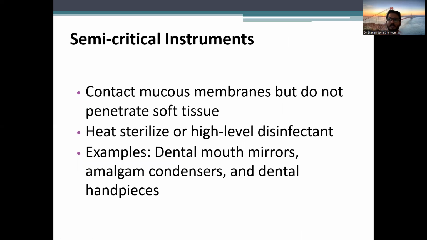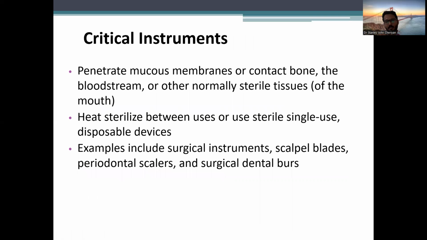Semi-critical instruments are those that come in contact with your mucous membrane, like your mouth mirrors, amalgam condensers. These require heat sterilization or a high-level disinfectant. And critical instruments are those that come in contact with bone, blood, etc. These should be autoclaved, or simply used as sterile, single-use instruments. Examples include your surgical instruments, scalpel blades, periodontal scalers, etc.